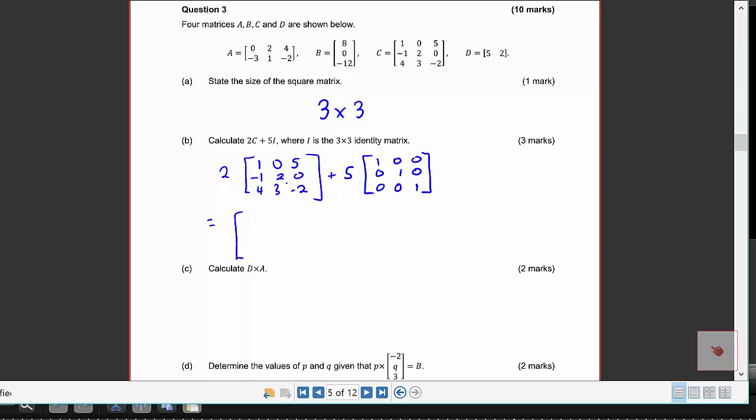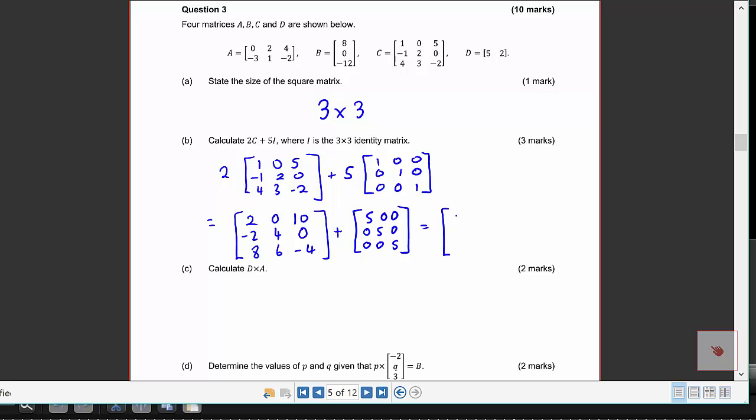To do twice this matrix, we just multiply everything in it by 2. So that's going to be 2, 0, 10, negative 2, 4, 0, 8, 6, and negative 4. And then this matrix would just be 5, 0, 0, 0, 5, 0, 0, 0, 5. And then we add corresponding elements.